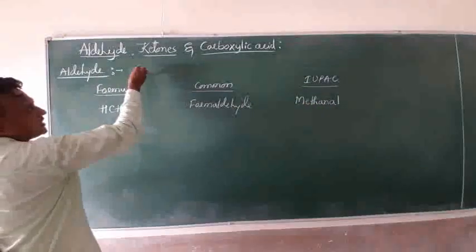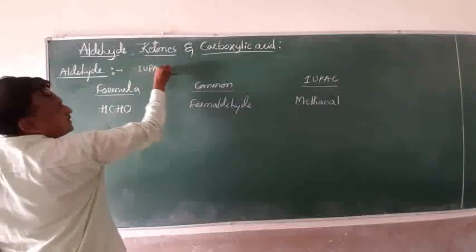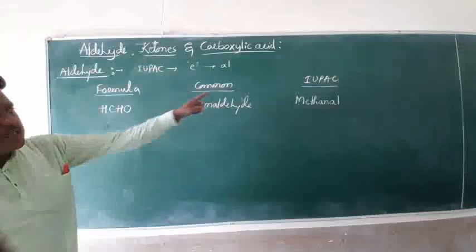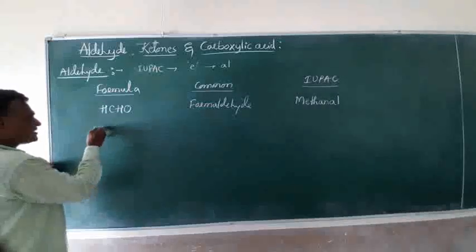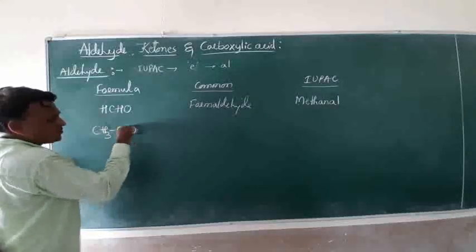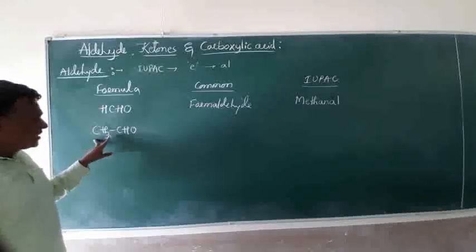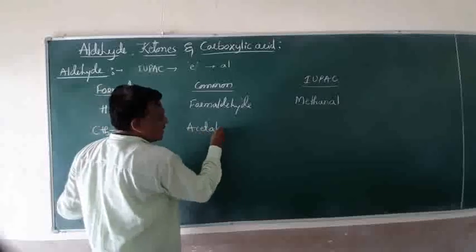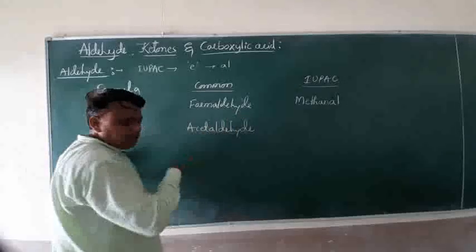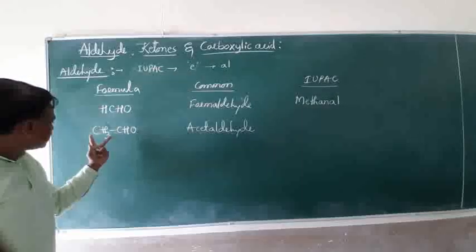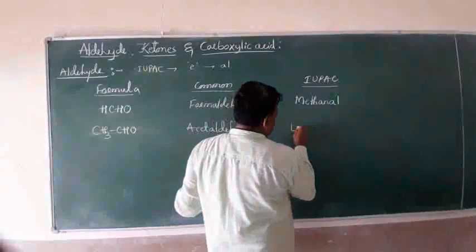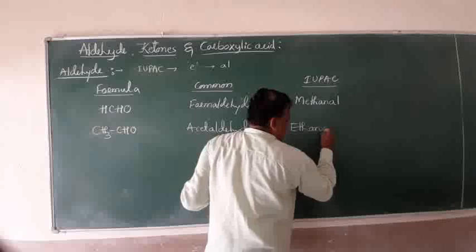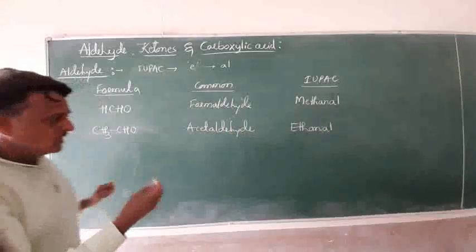In aldehyde, in IUPAC, E is replaced by AL. Keep this in your mind in IUPAC nomenclature. Similarly, consider the second example, CH3CHO. Sir, this is derived from acetic acid, that's why we call it acetaldehyde. It contains two carbons, as you know from ethane. E is replaced by AL, and now the term is ethanal.